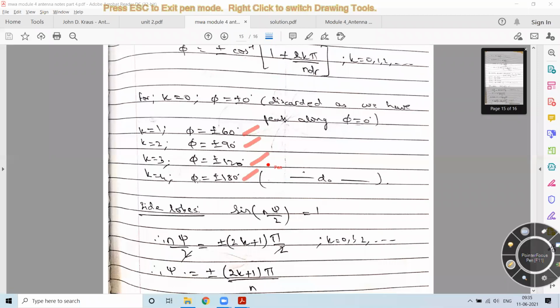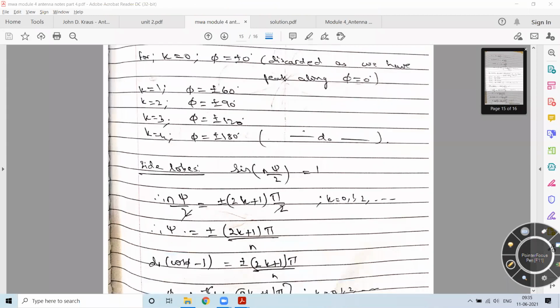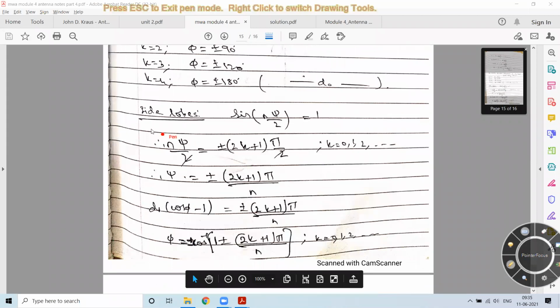So if I keep on continuing, either these angles will be repeated, or for a few cases, the value will not be able to obtain cos inverse, because either it will be greater than 1 or it will be less than minus 1. So this is the case of the nulls and in which direction they are. Now next we need to identify the side lobes.